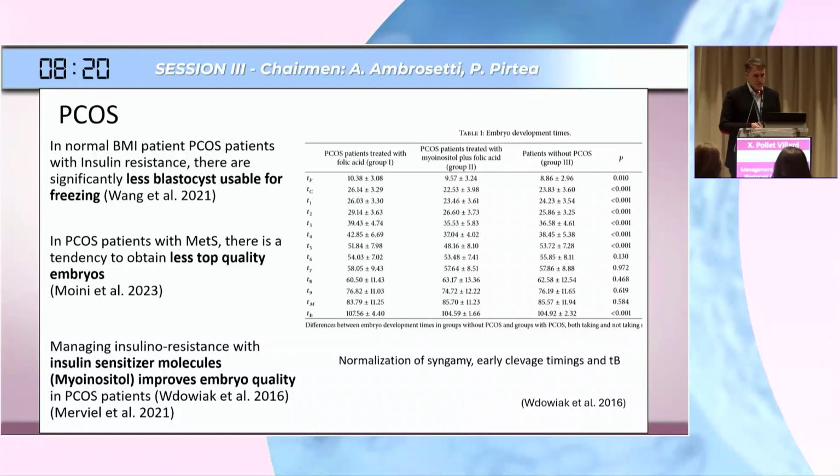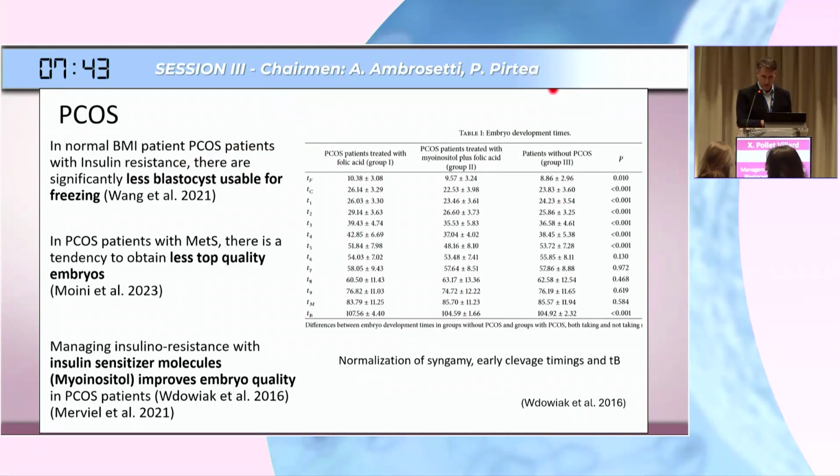Now, PCOS. It has been described that in PCOS patients with normal BMI but with insulin resistance, there are significantly fewer blastocysts usable for freezing. And in PCOS patients with metabolic syndrome, there is also a tendency, not significant, to obtain fewer top-quality embryos. More recently, it has been shown that when you give an insulin sensitizer molecule like myo-inositol, you can improve embryo quality in PCOS patients.